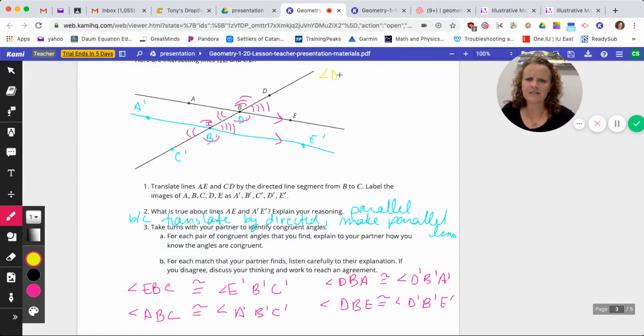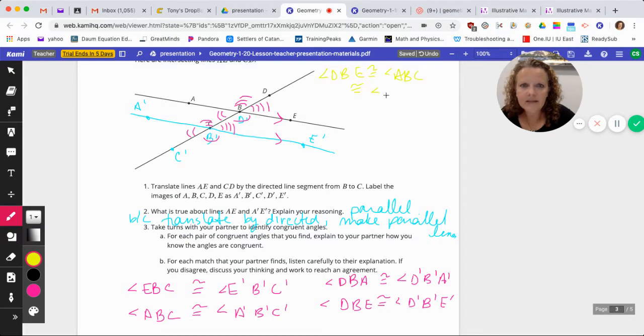I can talk about DBE and this one, ABC. Crazy, I know. So I just mentioned these, which are also going to be congruent to these. All four of those are going to be congruent.